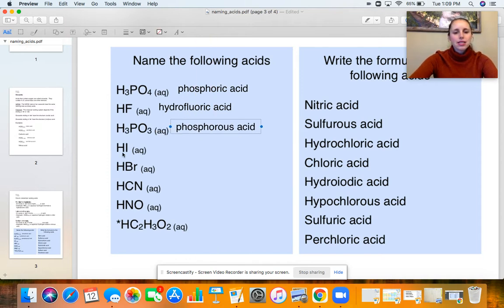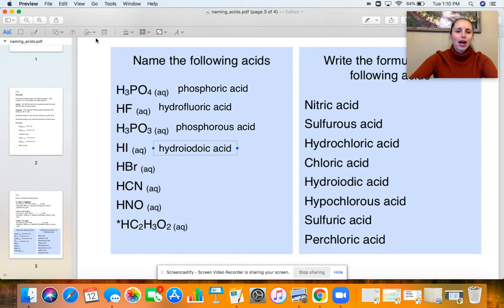Down here, this is another example of a binary acid. We have no oxygen. So since it's a binary acid, it is going to start with that hydro. So we're going to call it hydro, and then we're going to put the root here. The root in this case, iodine, is iodo. And then we've got that "ic" ending along with acid. So really weird word, hydroiodic acid, but that is technically correct.